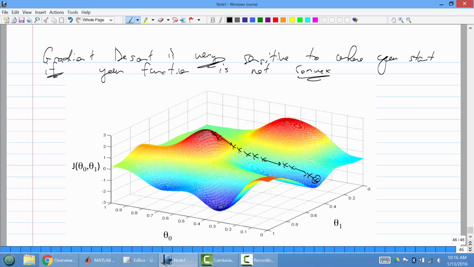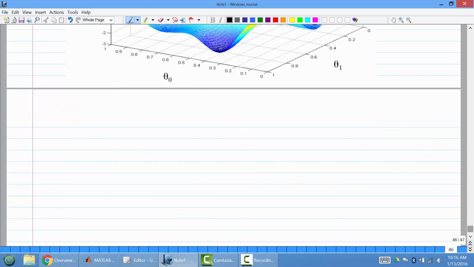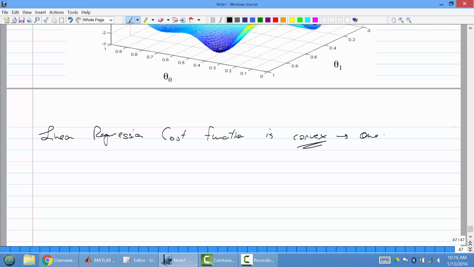Okay, let me just write that in. The linear regression cost function is convex. So it looks like a bowl-shaped curve. Okay, so this means that there's only one minimum. It's a global minimum, okay? So there's only one minimum, so it doesn't matter where you start.